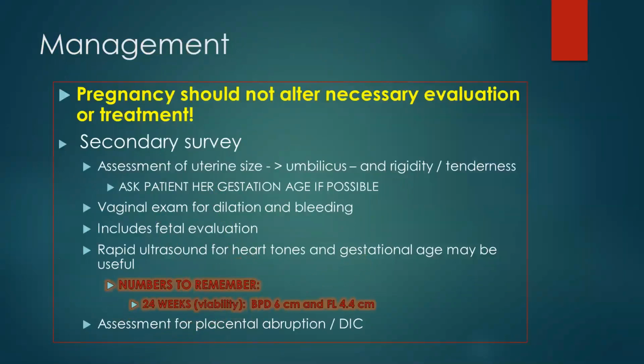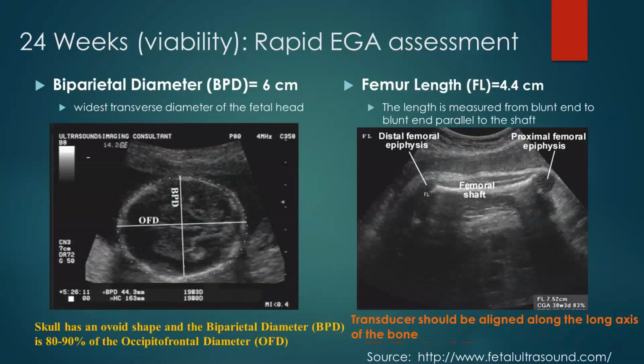Okay, and again, the assessment for placental abruption is going to be a clinical assessment. The only thing that you're really going to need to help you from a diagnosis standpoint, from a lab value, is to diagnose DIC. But I did want to talk a little bit more about the ultrasound findings in case you don't have an obstetrician nearby. So the biparietal diameter is the widest transverse diameter of the fetal head.